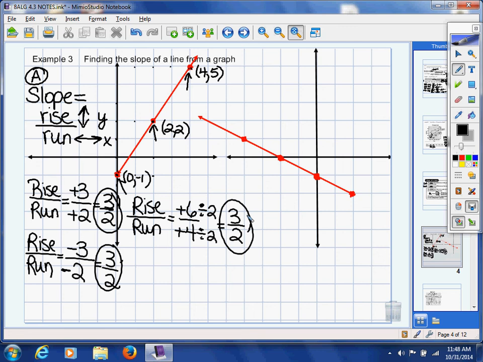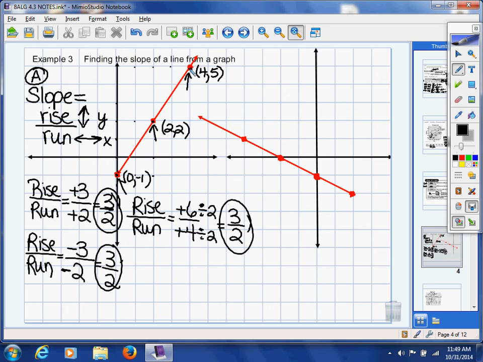It doesn't matter if you do a little segment from here to here, or the bigger segment from 0, -1 up to 4, 5. If it's a straight line, it should have the same exact slope anywhere on that line. You should be able to calculate the same slope. And we did. We did 3/2. That is the slope of our line in this particular example. Okay? So hopefully I've made a little sense there.